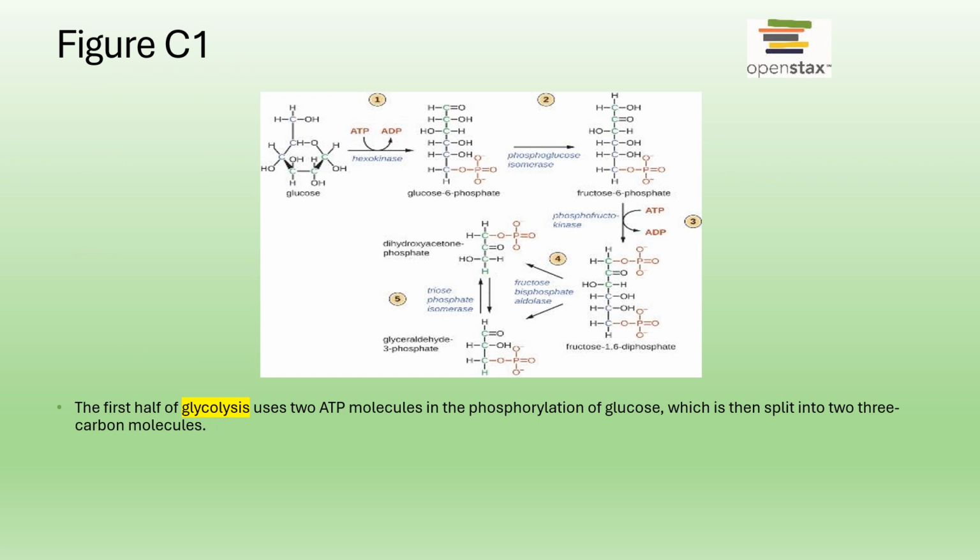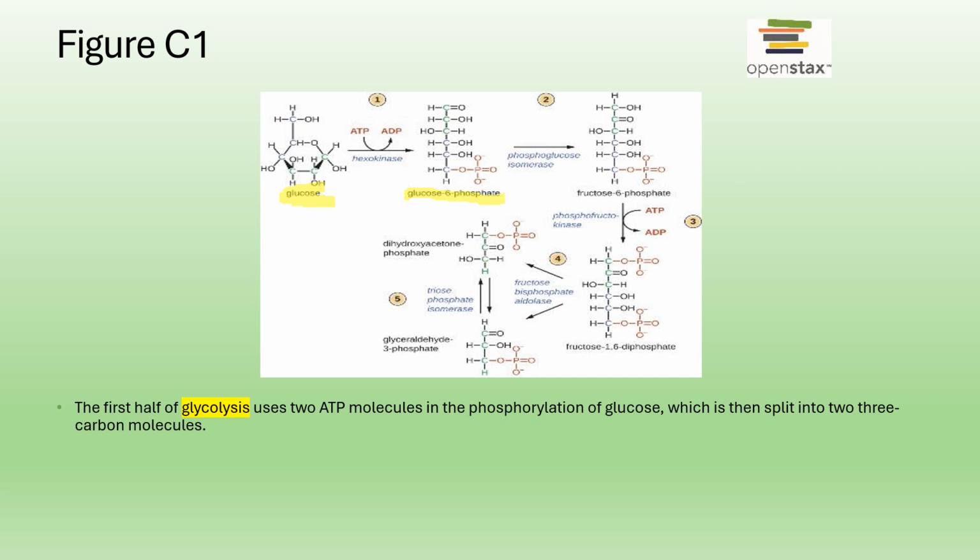Now, I know this is a little bit hard to see following your book. First half of glycolysis, that is going to use 2 ATPs. You are going to start with glucose right here, that 6-carbon compound. The next step, you're going to require ATP. You're going to stick a phosphate on the end, and you're going to have glucose 6-phosphate.